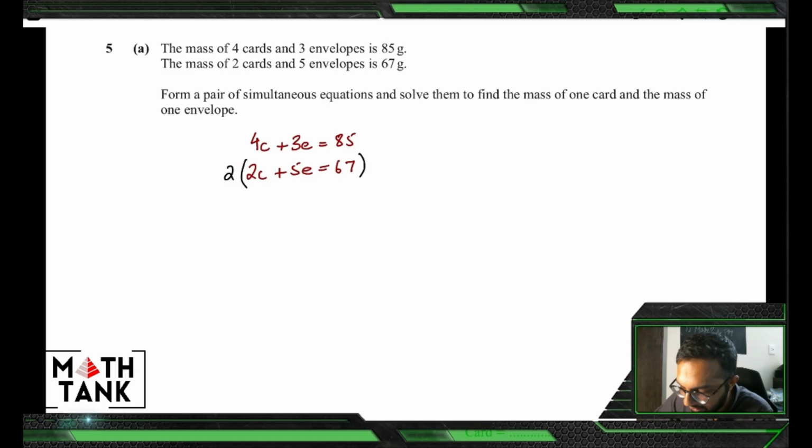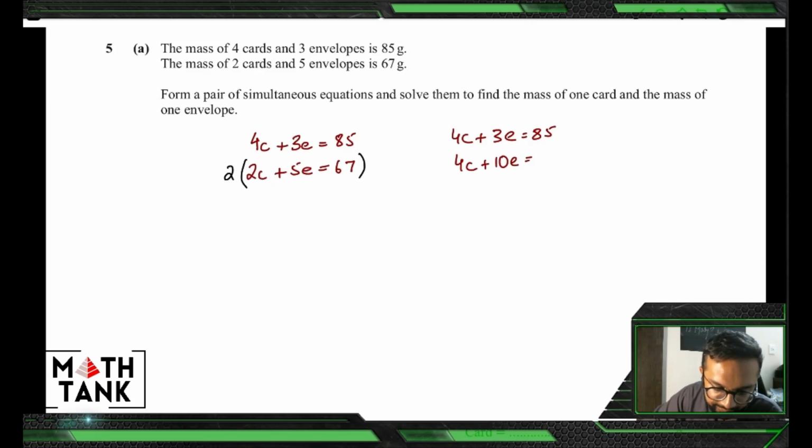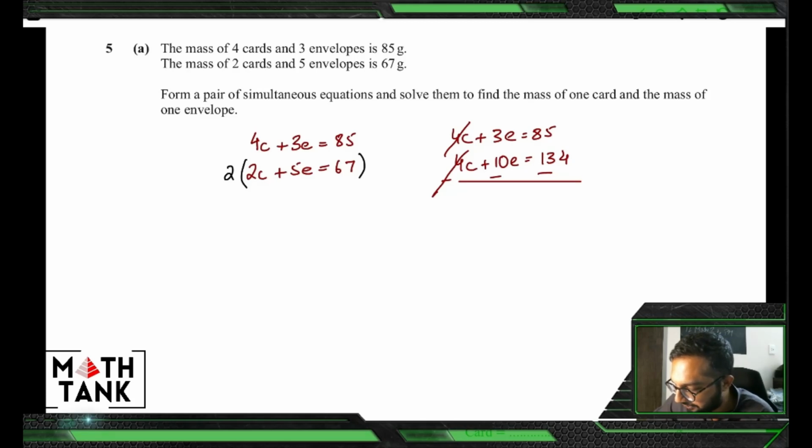I can multiply this entire equation by 2. So what equations do I then have? I have 4c plus 3e equals 85, and this new equation becomes 4c plus 10e equals 67 times 2, that's 134. Okay, I'll subtract. So I get minus 7e equals minus 134 plus 85, minus 49. So e is therefore 7.